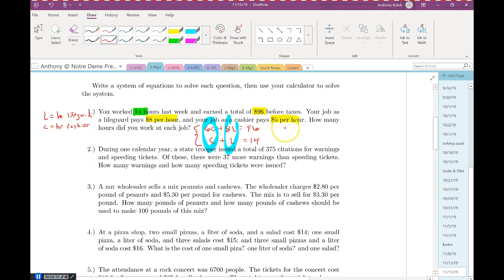All right, so when I put this into my calculator, I get L is 6 and C is 8. So 8 hours cashiering and 6 hours lifeguarding. Do we need to run through how to do this in the calculator again? Spent a lot of time yesterday doing that. Okay, we'll do it one more time.